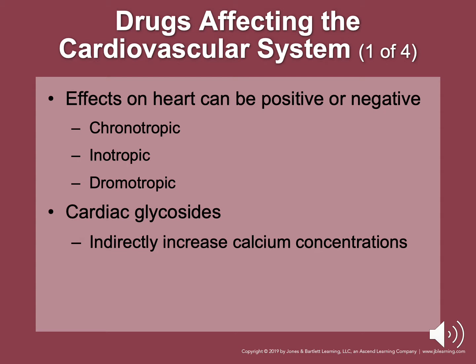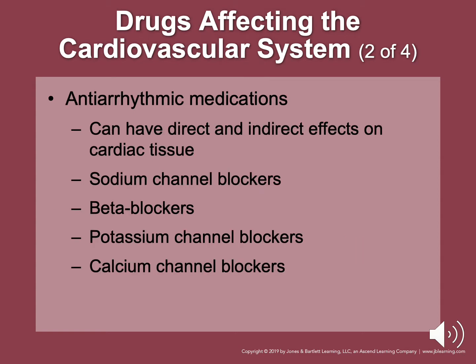Antiarrhythmic medications can have direct and indirect effects on cardiac tissue and are classified according to mode of action. Sodium channel blockers slow conduction through the heart, a negative dromotropic effect. Beta blockers reduce adrenergic stimulation of beta receptors. Potassium channel blockers increase heart contractility.